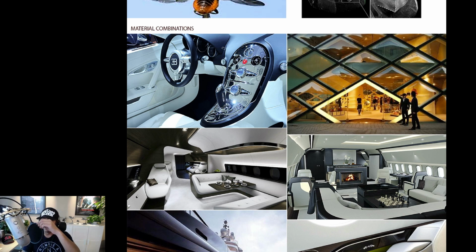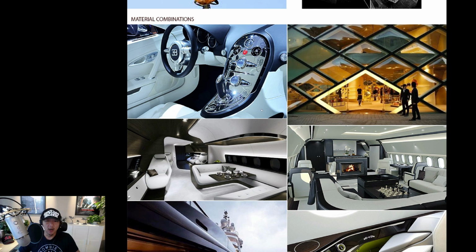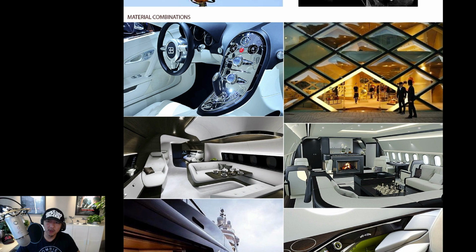I keep hitting this mic with my hat here. Sorry about that. For example, here's a Bugatti, right? They're using chrome materials, leather, plastic, metal, carbon fiber. They're mixing in such a good way that just looks beautiful. Architecture has these things too. This is a product store over in Tokyo. Beautiful use of glass and metal and lighting in a way that just looks already science fiction.